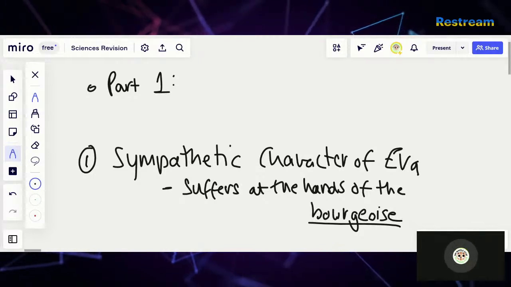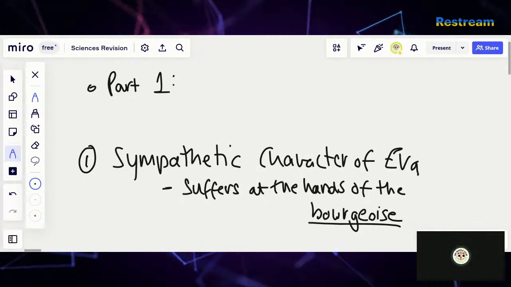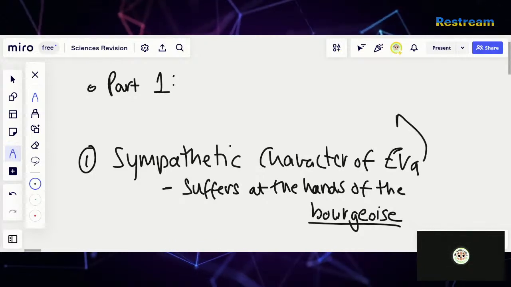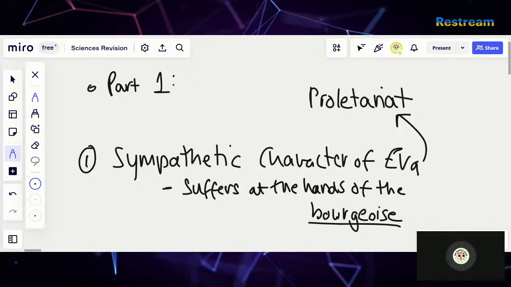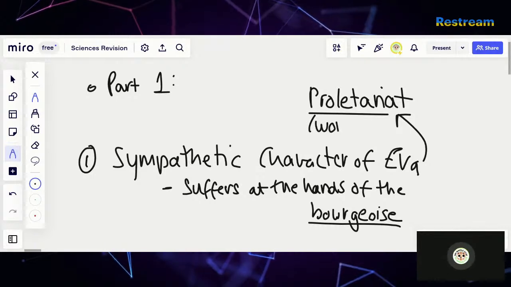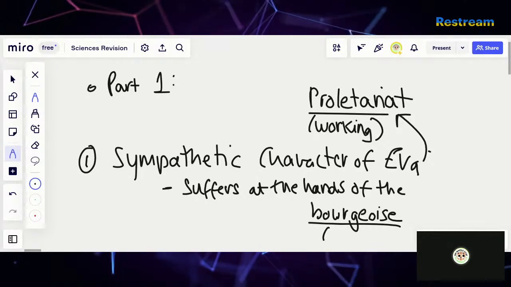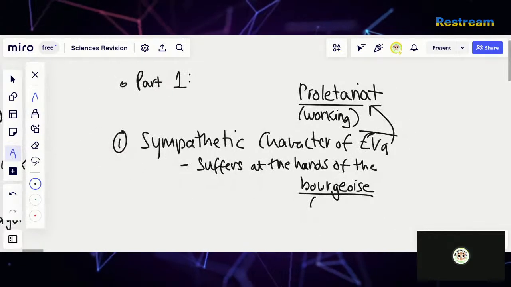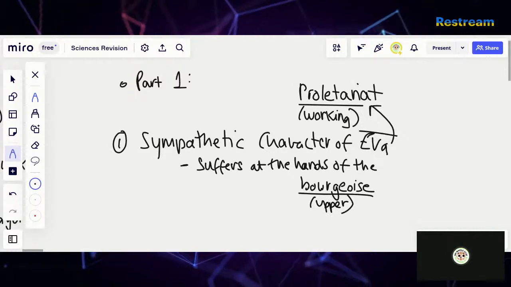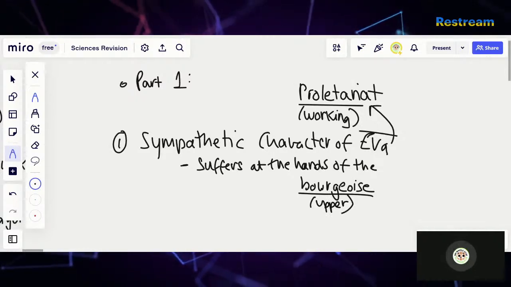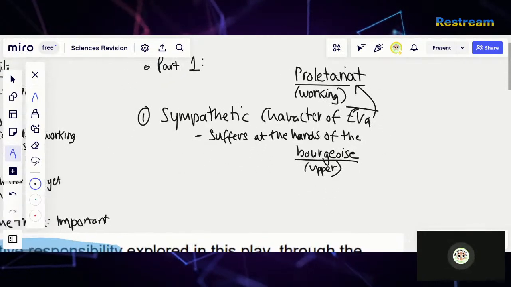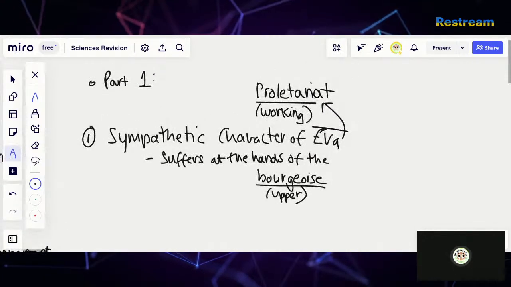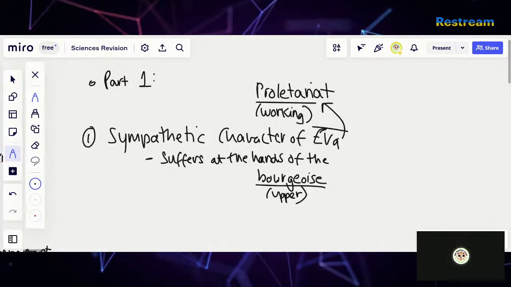And the opposite of bourgeoisie is what we call proletariat. So this is what Eva represents. Eva represents the proletariat. These are really good words to use in your writing. Proletariat just means the working class, and the bourgeoisie just means the upper class. So one way in which Priestley successfully vouches for collective responsibility is through the sympathetic character of Eva. She suffers at the hands of the bourgeoisie.